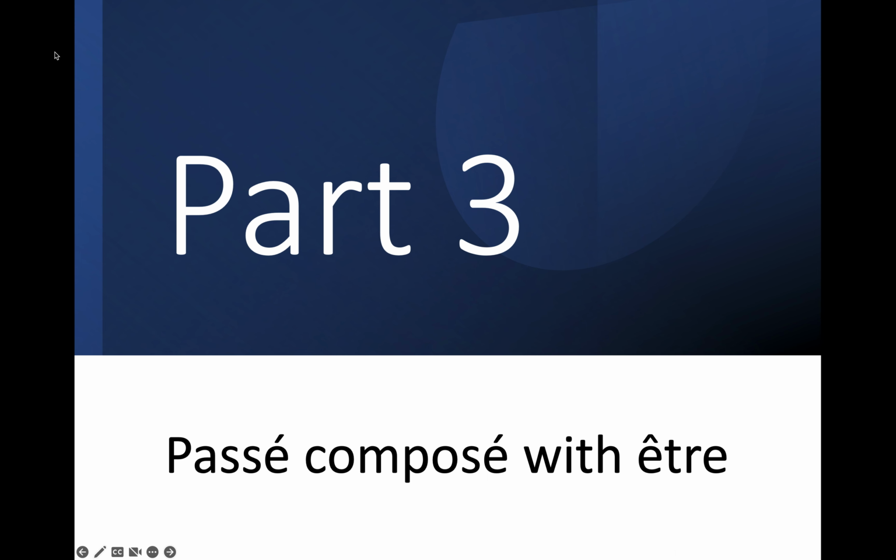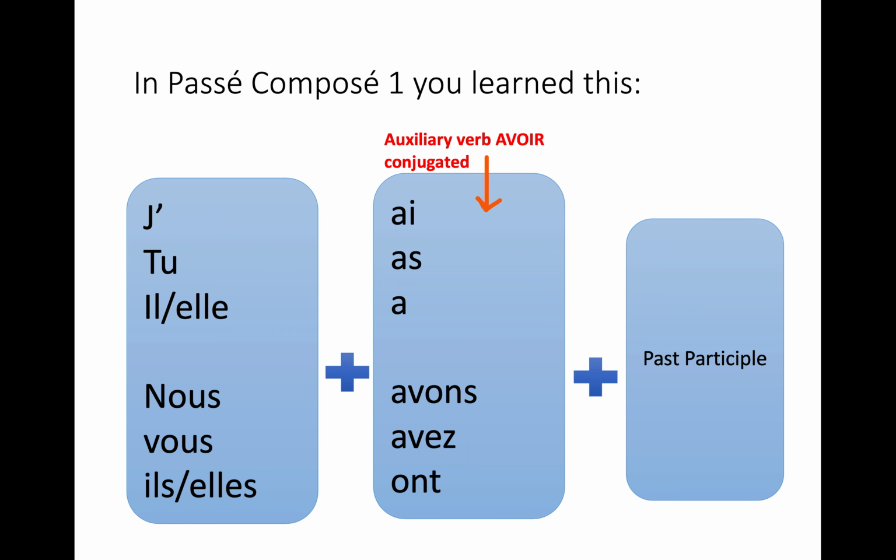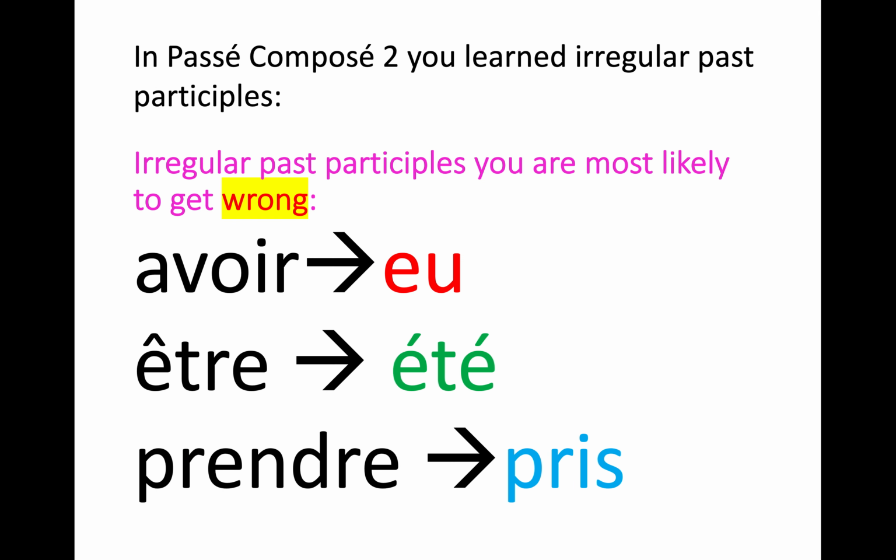Part 3 of the Passé composé. So in Passé composé 1, the first video, you learned how to form the Passé composé. You first have your personal pronoun, je, tu, il, elle, nous, vous, ils, elles. And then you learned that you have an auxiliary verb, which is avoir, conjugated, and then you have a past participle. In Passé composé 2, you learned irregular past participles.